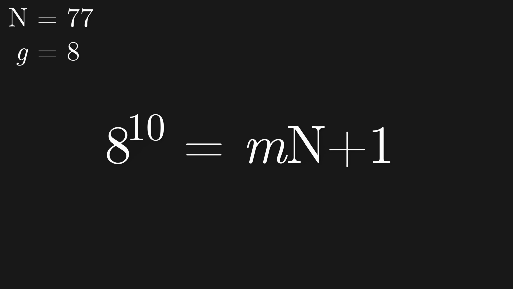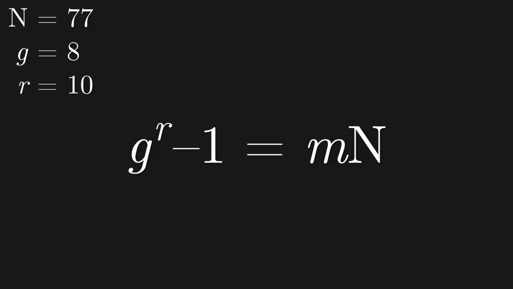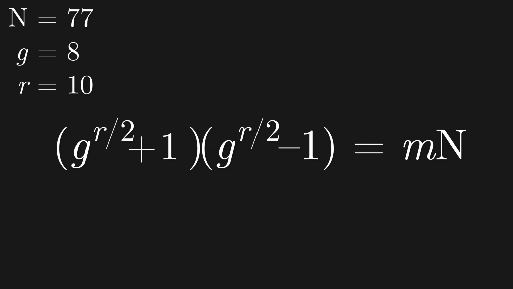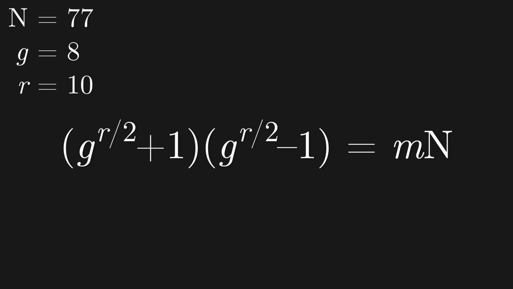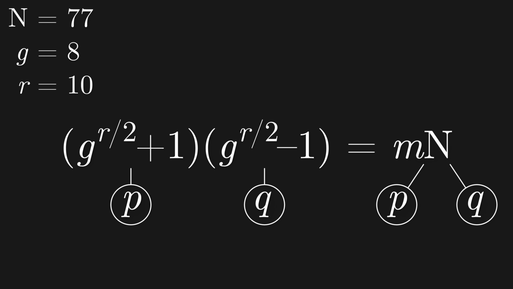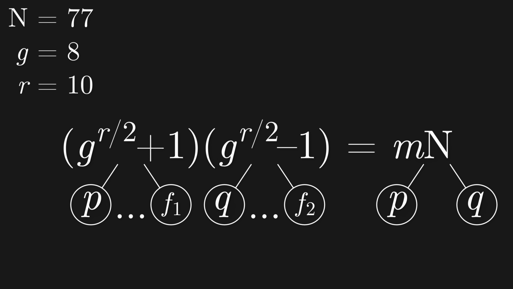But how does this help find the factors of n? Well, we rearrange the equation to bring 1 over to the left-hand side, and then we can split it into two terms, like so. And now, as long as r is even, we have one integer times another integer is equal to a multiple of n. This looks remarkably similar to p times q equals n. I mean, since we know that p and q are on the right-hand side of this equation, they must also be on the left-hand side, just multiplied by some additional factors.